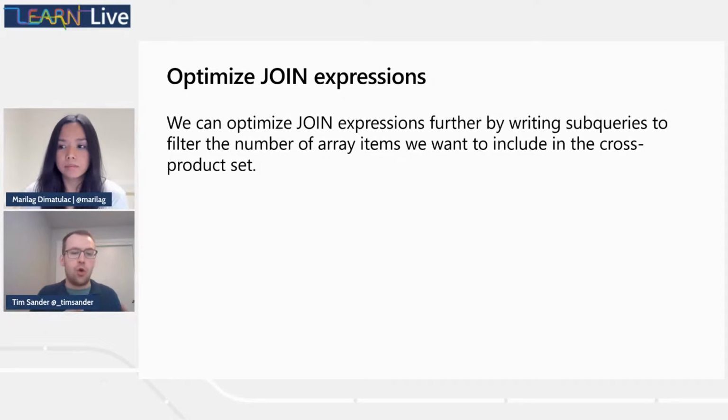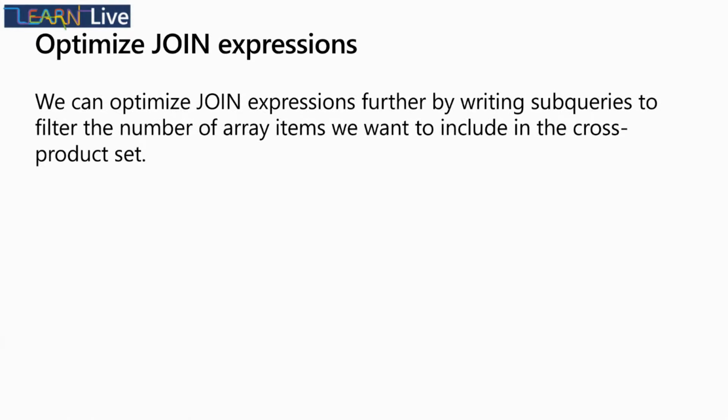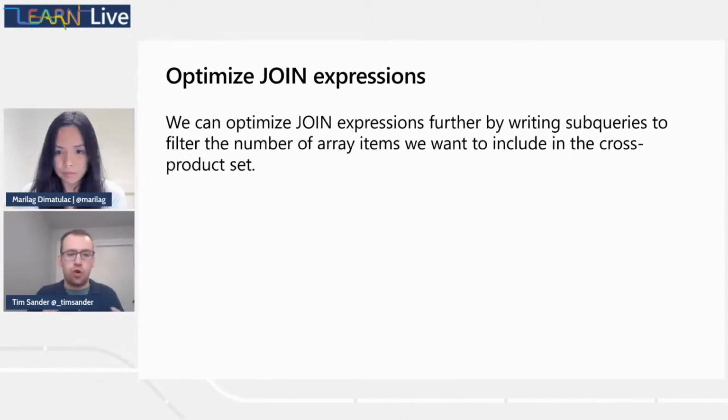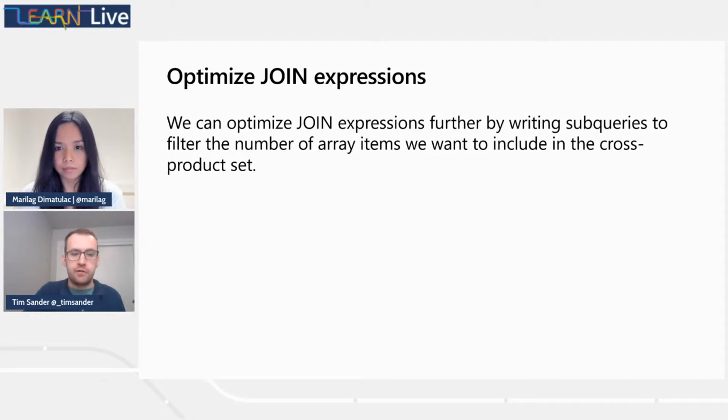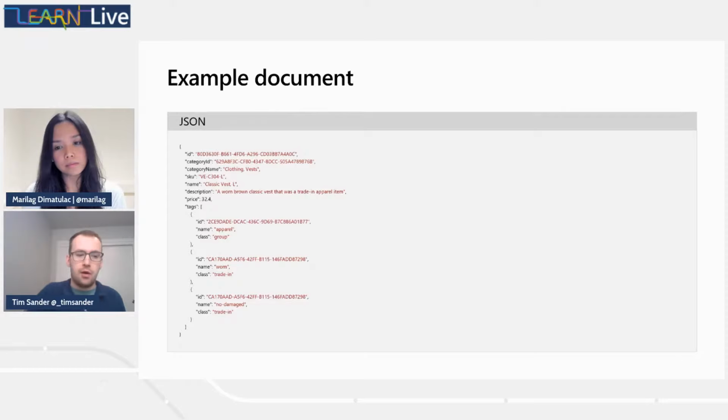The first use case that we'll cover for correlated subqueries is optimizing join expressions. In the previous examples, Marilag showed a lot of great instances for why you'd want to use a join in Cosmos DB. And like Marilag mentioned, joins are scoped within a single document. You should think of a join as a cross product between 2 different portions of the document. You can use subqueries within a join to filter down the amount of data that needs to be joined together. For example, let's say we had this document here.